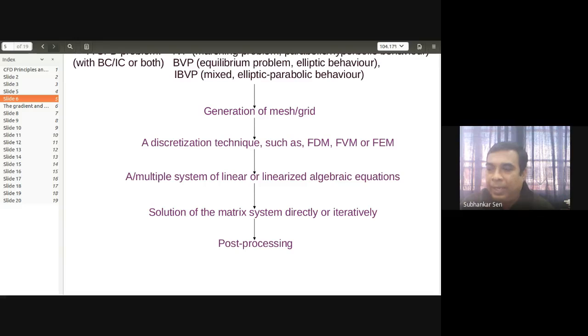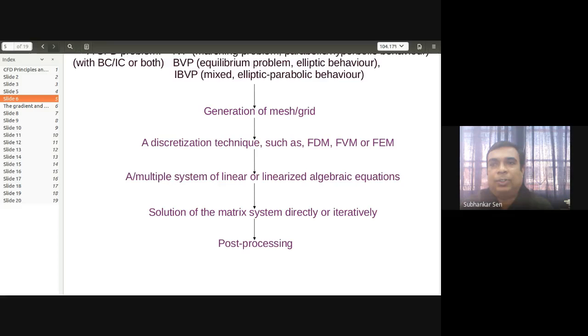So by linear matrix, what do we mean? Suppose we are writing the matrix system Ax = b. If this coefficient matrix A is not a function of the unknown x, then the matrix system is linear. So when we are solving with Gauss elimination, we are using linear matrix equations. Because of that, we have to linearize these equations. But if it is non-linear, then also it can be solved.